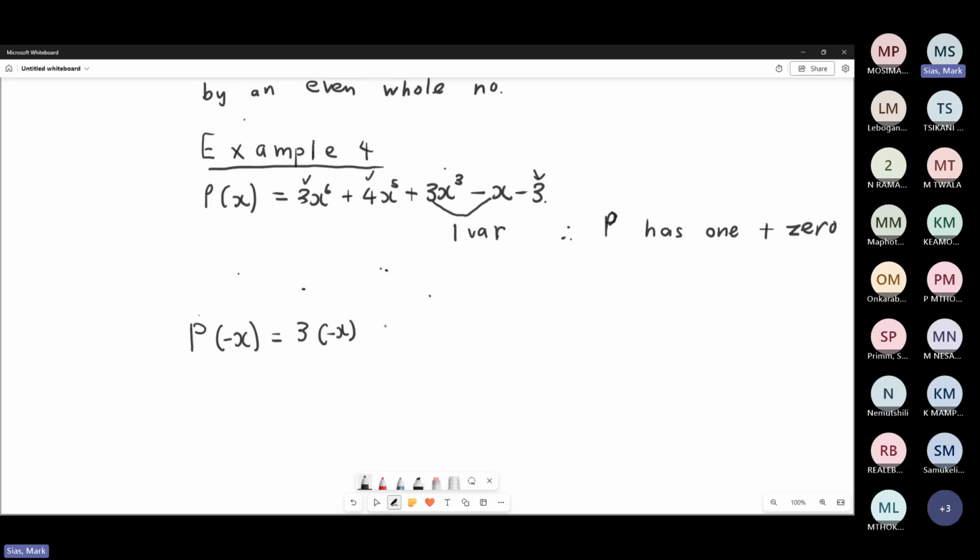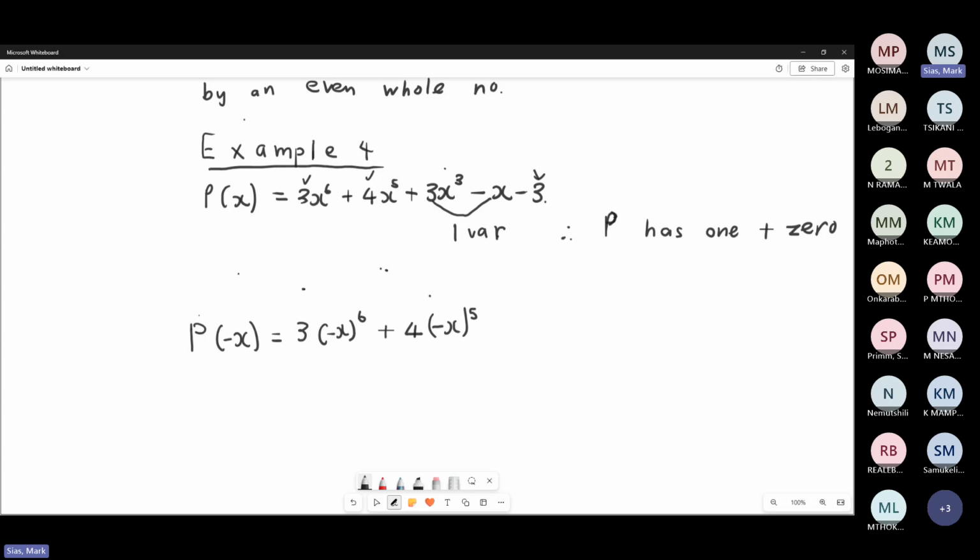Plus 4. So we know that minus x to the 6 is x to the 6, right? And then we've got plus 4, and then we've got minus x to the 5. This is minus 4x to the 5, okay? Now we take that and we raise it to the exponent 5. And the same will happen with the x cubed. It will also be minus. Then we check the change in signs there.